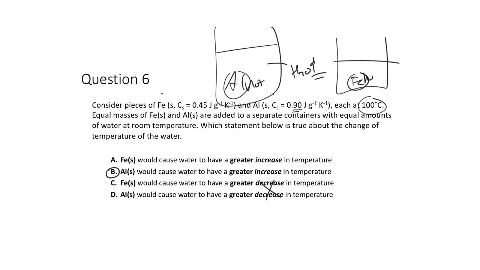Now you could put numbers to this. You could do 10 grams of iron into 100 grams of water. We did that in class. If you remember, it's 25.8 degrees C. And then you could do the same problem with 10 grams of aluminum, but double the specific heat, into water.